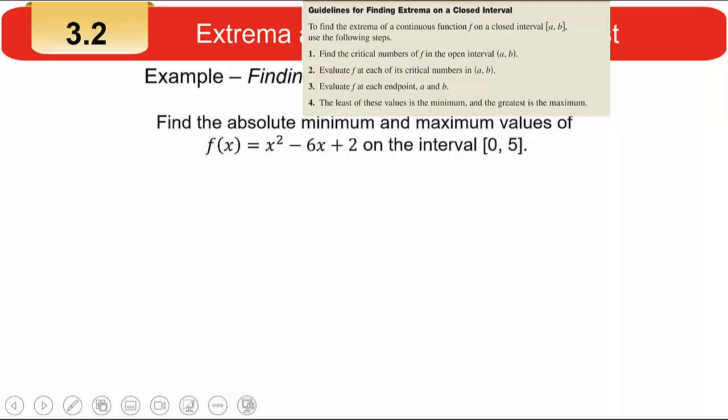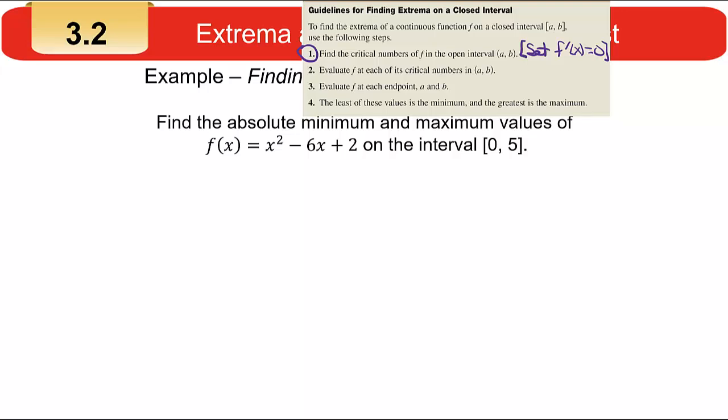Here are the guidelines that we developed for going through, and you're going to find that in some sense, even though it sounds like you have to do a little more work for the absolute extrema because you have to throw in the endpoints as well, it turns out that it's actually going to be more straightforward, and you'll see as we go along why that is. The first thing you want to do is find the critical numbers that are in that open interval, in this case from 0 to 5.